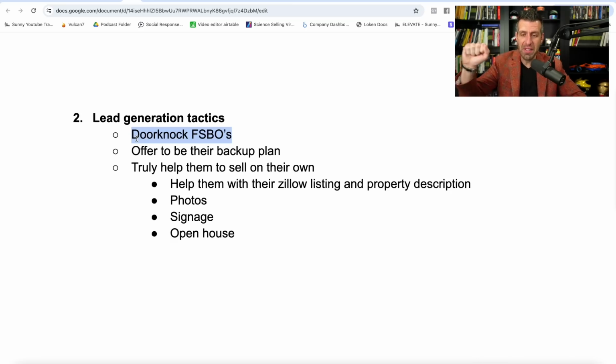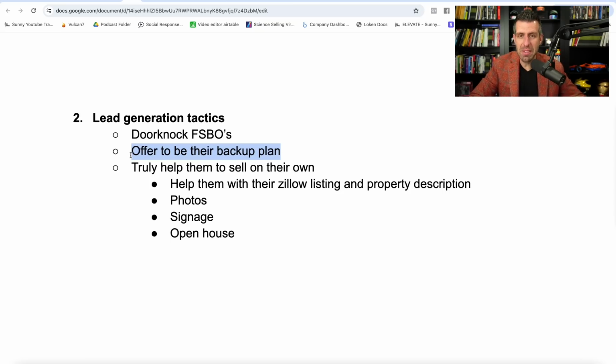It would be going and visiting them in person, knocking on their door, if I had a huge need to make money and I didn't have any. I would offer, now here's the strategy, right? I would offer to be their backup plan.